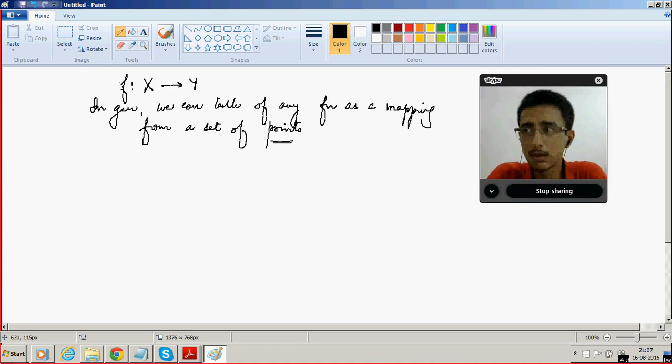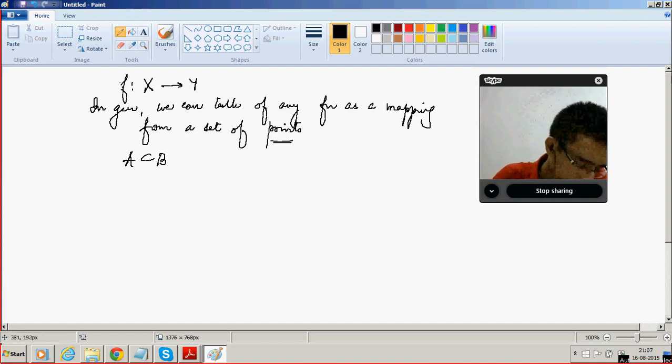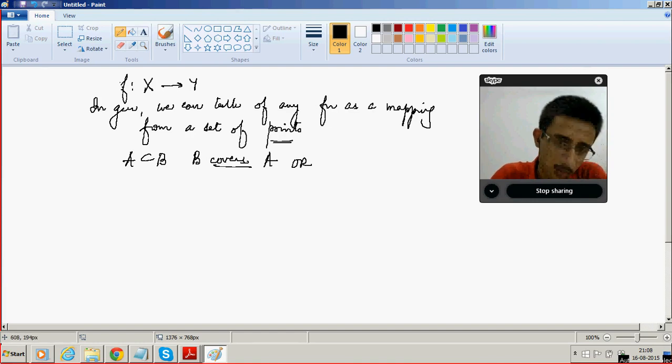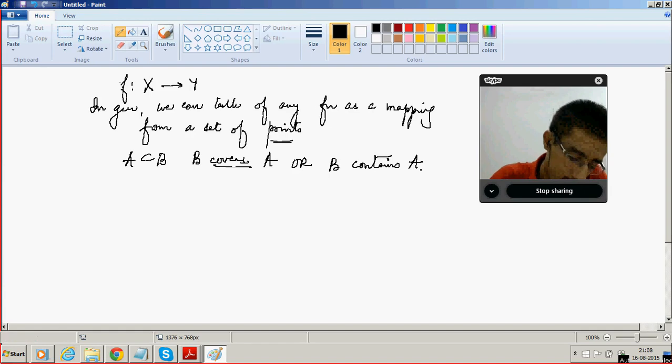Okay. Follow the generic, very general meaning of a point. Okay, so that's one thing. Another thing is that whenever we say A is a subset of B, we can also say, in other words, B covers A, or B contains A.